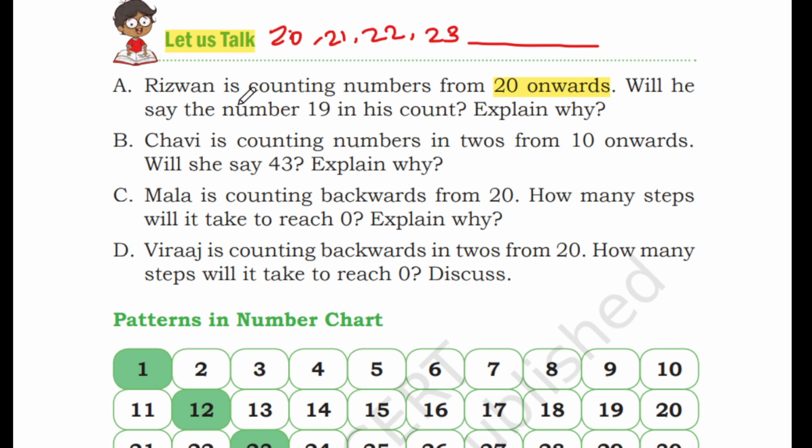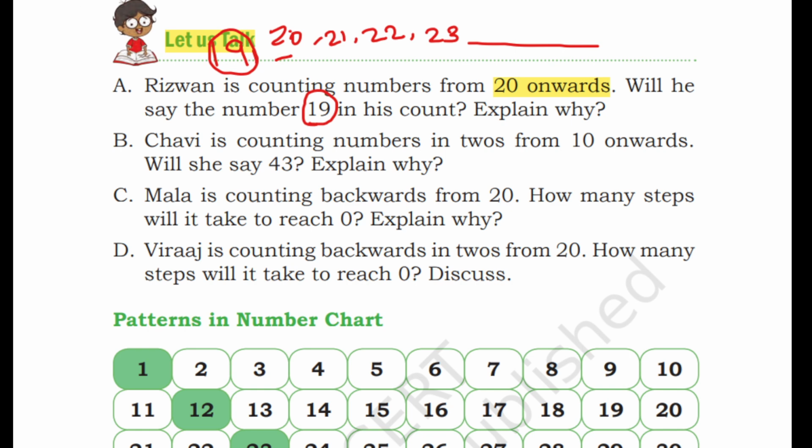Will he say the number 19 in his count? Explain why. So this is a yes or no question and we need to write an explanation. So will he say the number 19? No, he will not say the number 19 because he starts the counting from 20. The number 19 comes before 20. So the answer is no.